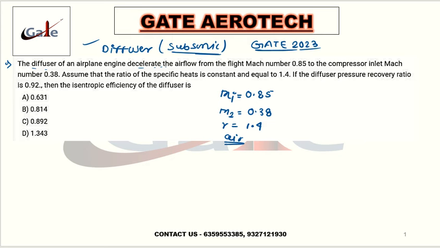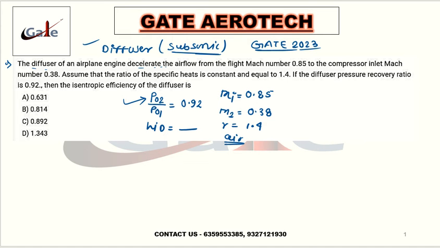Okay, good. So what have they given? They have given the pressure recovery factor, which is 0.92. They are asking for the isentropic efficiency. They have given 4 options. This is a good question. I will tell you why they have given this. They have tricked the question slightly.